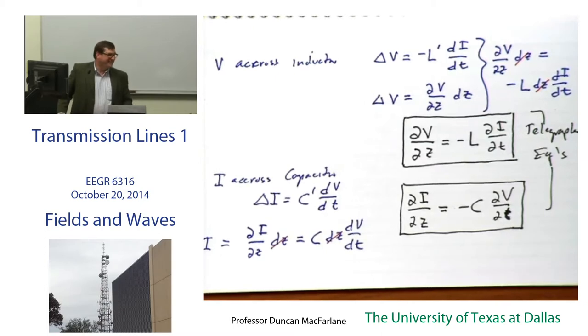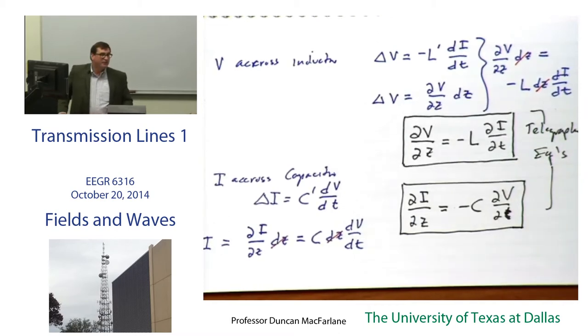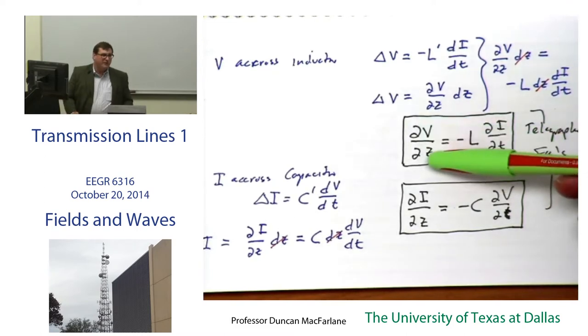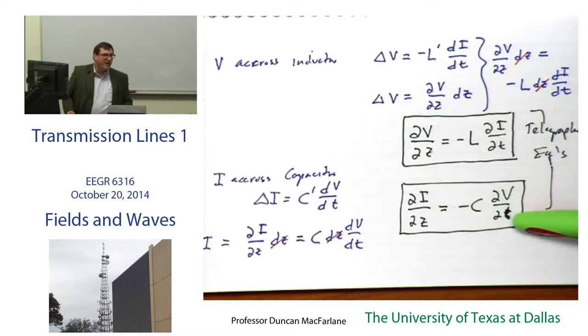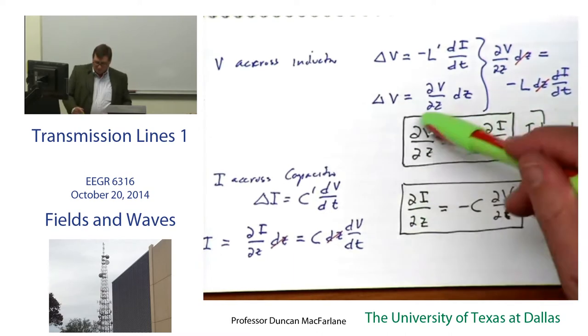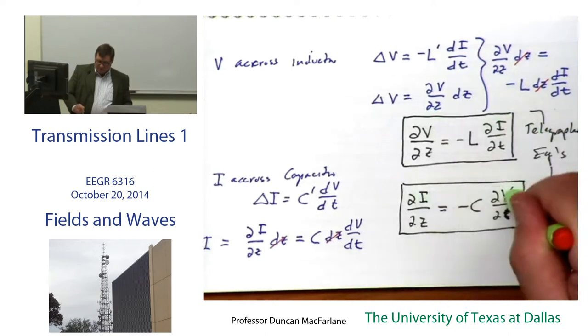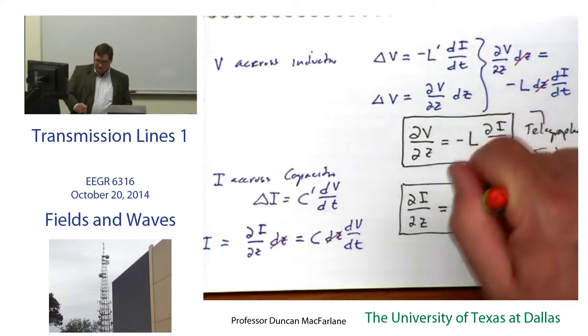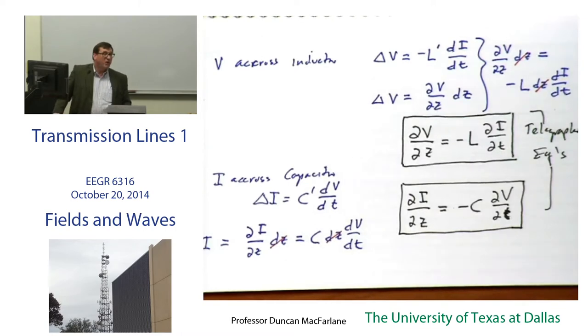Okay, so this is in fact the equations of motion for this transmission line. What I want to call your attention to is I've got a change in the voltage with respect to space in the first equation, a change in the voltage with respect to time in the second equation, a change in the current with respect to time in the first one, and a change in the current with respect to space in the second one. So volts, amps, amps, volts, mediated by the inductance and the capacitance. Okay? Two coupled, first order, partial differential equations.